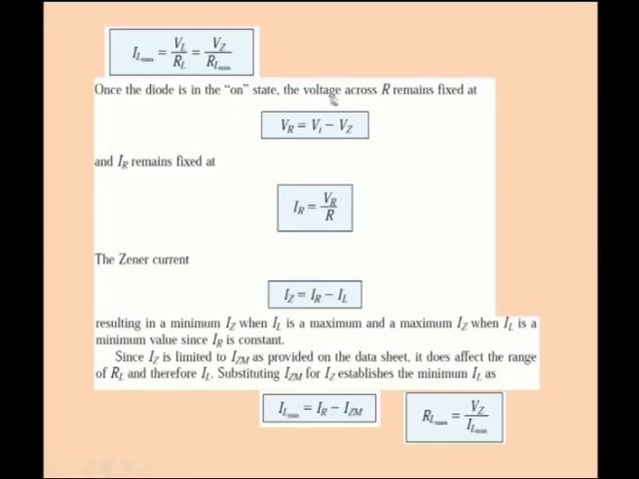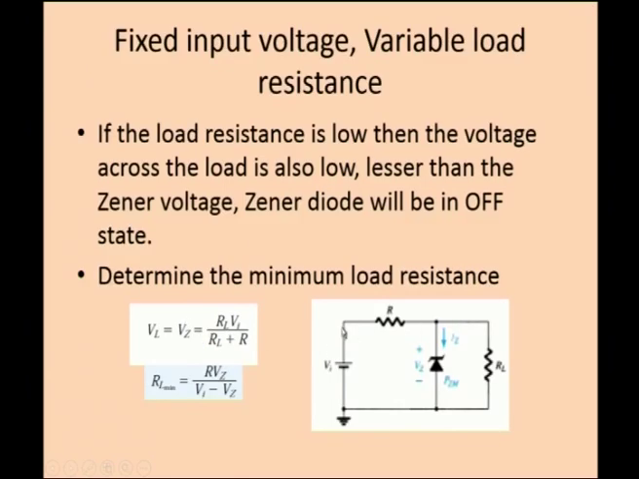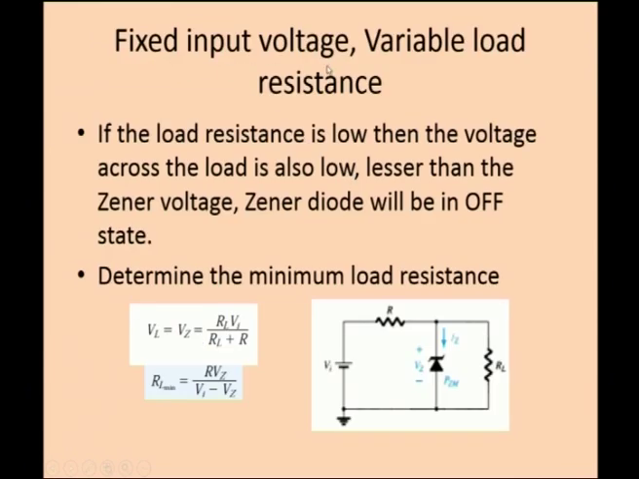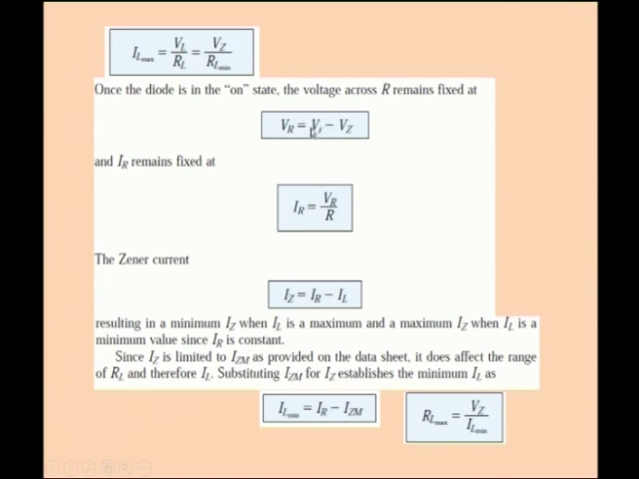Once the diode is in on state, the voltage across R remains fixed. So, VR is equal to VI minus VZ, where VR is the voltage across this resistance. Input is fixed now, so this VI is fixed. And IR remains fixed at IR is equal to VR by R. If the input is fixed and the resistor value is fixed, IR is also fixed. So, IR is determined as VR by R.